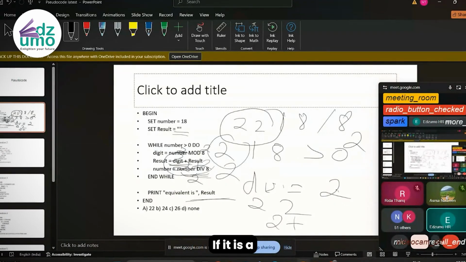If it is a normal reversal of a number, you would have divided by 10 and added, like that. But here we are not finding the sum of digits, we are just concatenating the characters. Hope it is clear to all. Anyone having any doubts, please feel free to ask.